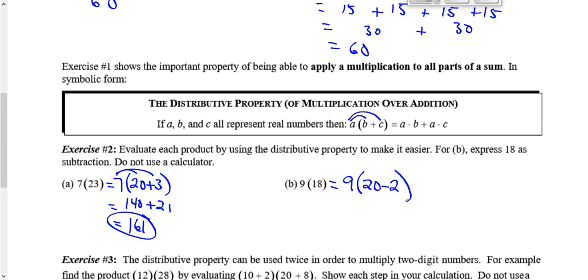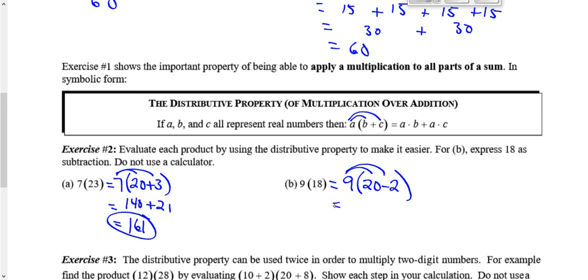Could I do that too? I mean, you guys know those were wrong, but I want you to see things. Is that by 18? Yeah, right? So now let's distribute through the 9. That would be, what? Yeah, not 9.